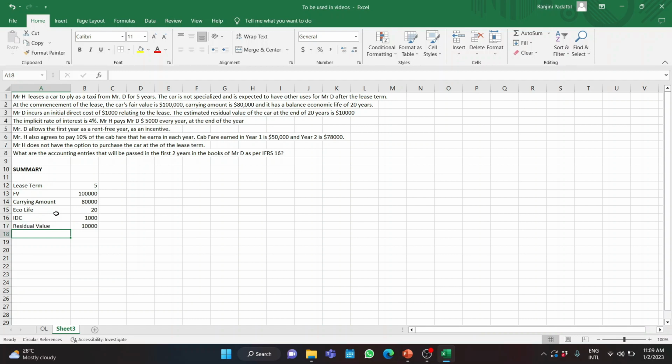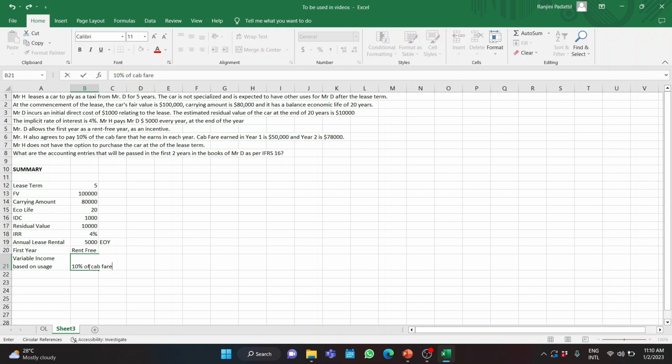There's no information about guaranteed and unguaranteed residual value. The implicit rate of interest is 4%. The annual lease rental is 5,000 every year, and it is paid at the end of the year. First year is a rent-free year. Mr. H also agrees to pay 10% of the cab fare that he earns in each year. Is this a variable rental based on an index? No, it is a variable lease component that is based on actual usage. So this will not be taken into consideration for any of our calculations. Variable income based on usage, 10% of cab fare. They need to know the accounting entries that will be passed in the first 2 years.